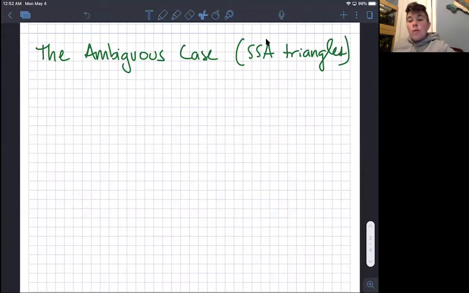Okay, so what I want to do now is talk about solving non-right triangles with the ambiguous case, and this is using side-side angle triangles, or SSA triangles.